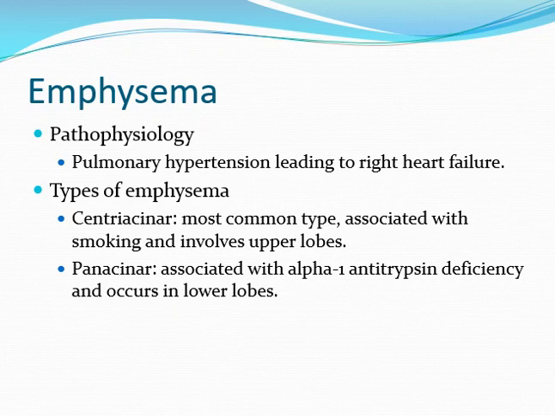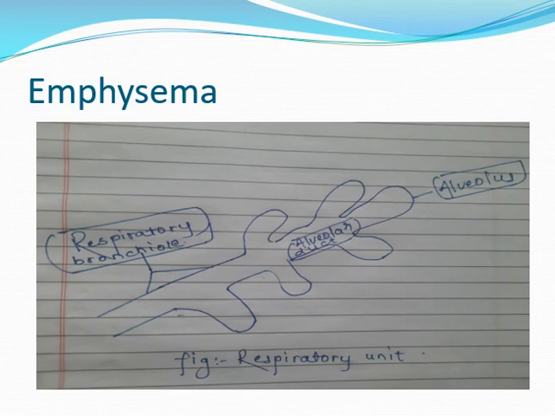Now talking about the types of emphysema, there are four types. Centriacinar is the most common type, and it is associated with smoking and involves the upper lobes. Moving on to the diagram, we can see the part of the airway that is distal to the terminal bronchiole, which is also called the acinus or the respiratory unit.